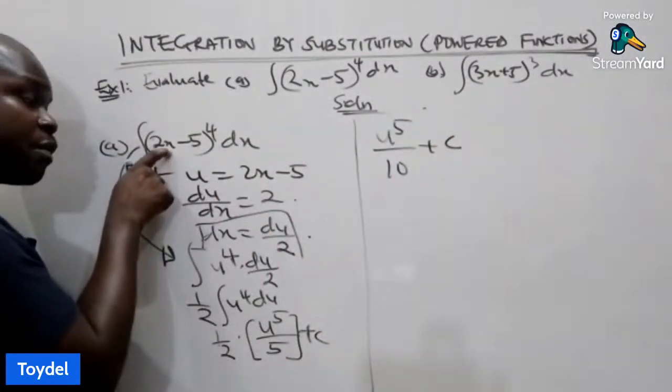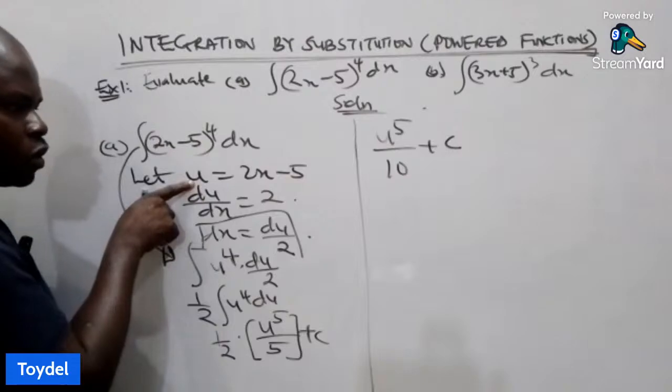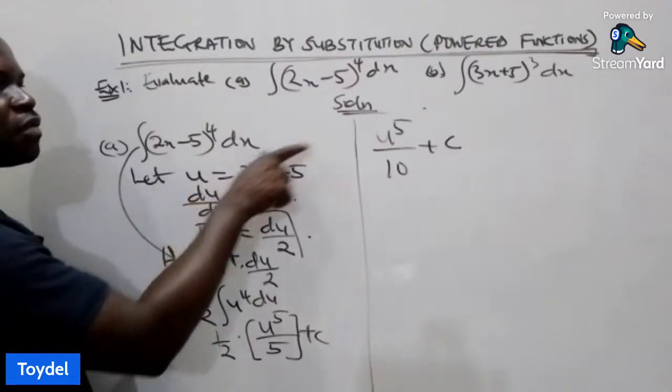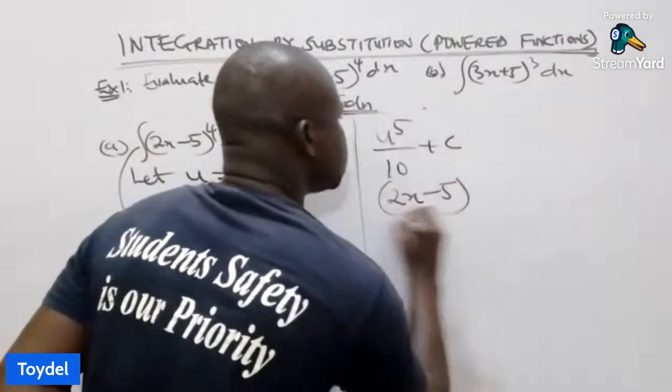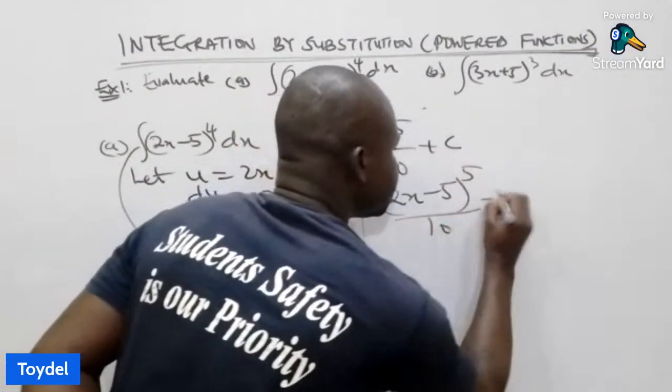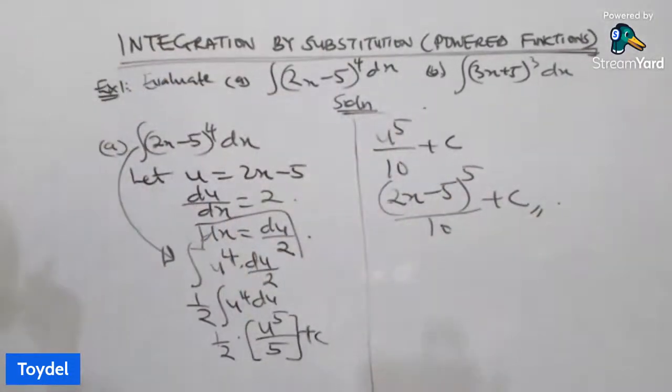We are given the question in the form of x, not u. I will now recall that u is equal to 2x minus 5. So I'll substitute back. I'm going to have (2x minus 5) all raised to power 5 all over 10 plus c, which will be the final answer. So if you have a powered function like what you have in this example, we are going to make use of integration by substitution, but you take care of that powered function, and that is how to go about integration of a powered function. So we are through with the first example.